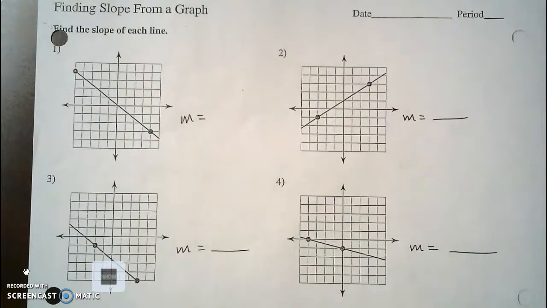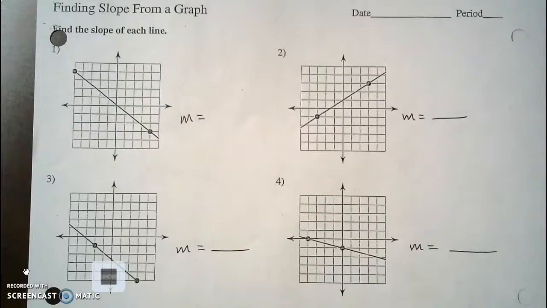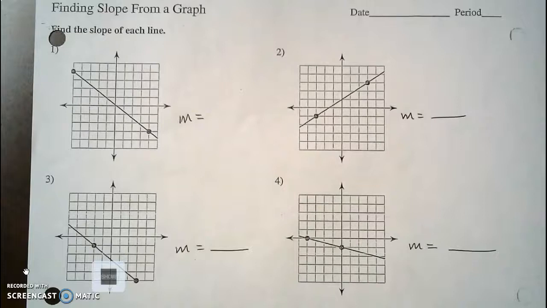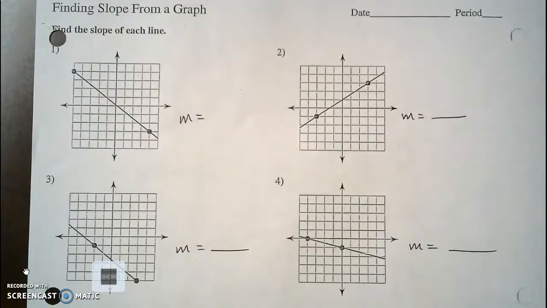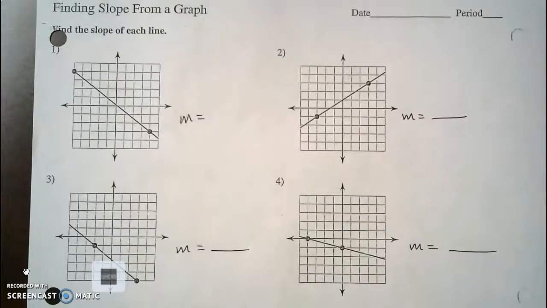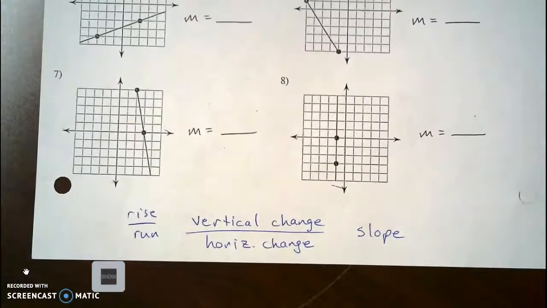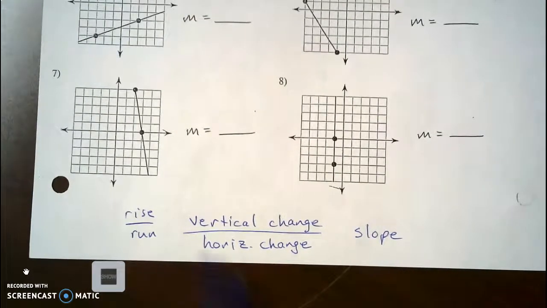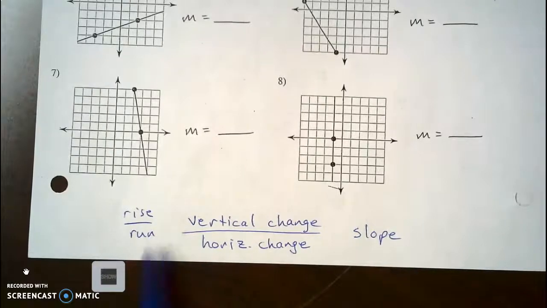Now, slope is usually considered rise over run. So it's going to be a fraction. That means the vertical change is over the horizontal change. I'll show you what that looks like when we start to count some blocks. What I'm talking about is at the bottom of the paper. Our answer is going to be a fraction. This is vertical change over horizontal change, same as rise over run.